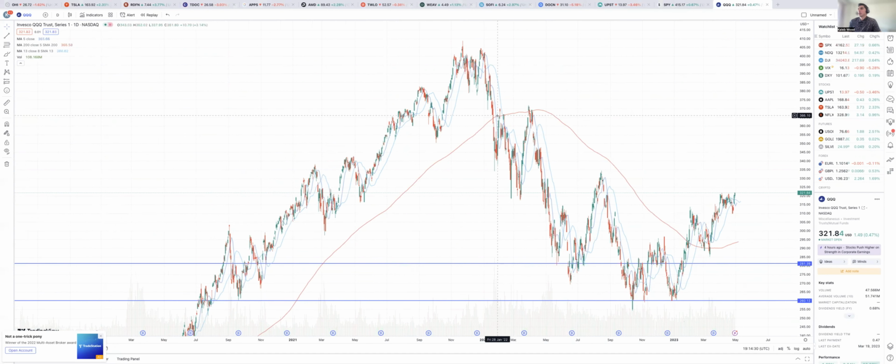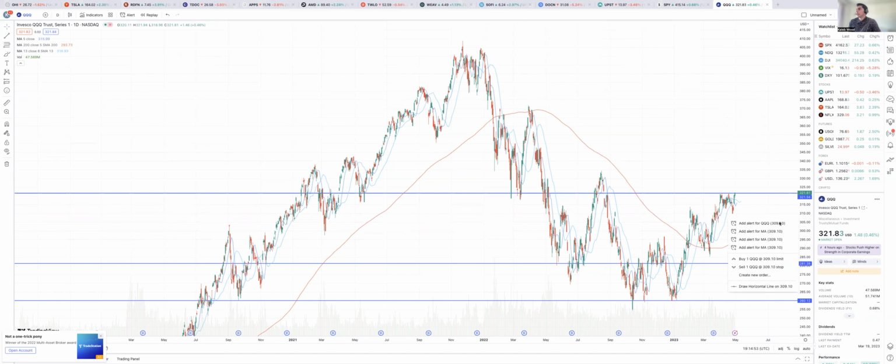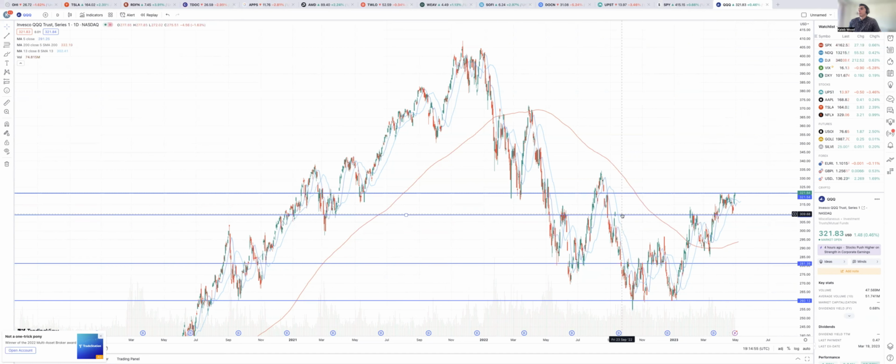And now it looks like we're seeing another little consolidation here. If it breaks through this support level, we could see another run, or this resistance level, we could see another run. The support levels are probably a little lower down here. But those are some of the things you're looking for when you're looking at the technical side.